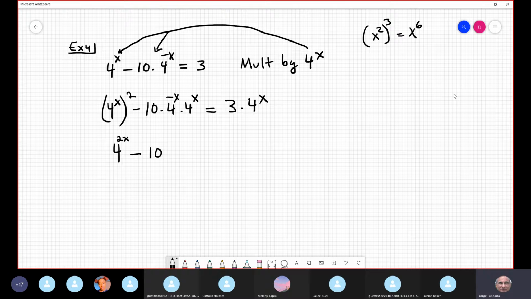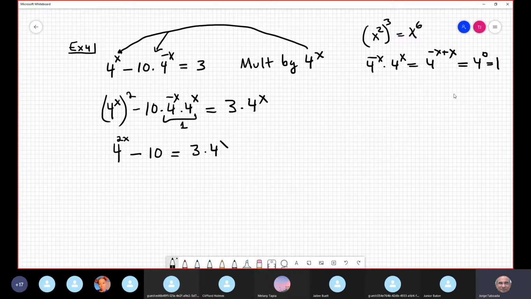Because when you apply this, 4 to the minus x times 4 to the positive x is 4 to the minus x plus x, which is 0. And 4 to the 0 is 1, and 1 is invisible. Only negative 10 stays alive. Equal 3 times 4 to the x stays the same. Okay, I have no idea how we continue, but at least I eliminate the negative part using this idea.